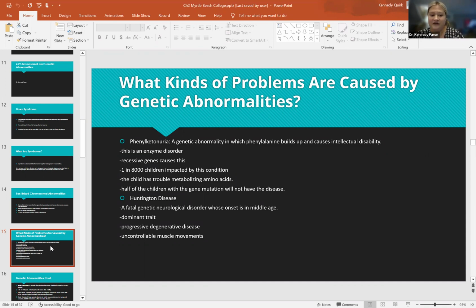Next, we will be talking about Huntington's disease. Unfortunately, this is a fatal condition. It's a neurological disorder, and you do not typically know you have this until you are middle-aged. This is, however, a dominant trait. This is degenerative and progressive in nature. So once you do have this disease and it is onset, unfortunately, it progresses quickly, and you do unfortunately pass away from it. This is characterized typically by uncontrollable muscle spasms and movements.